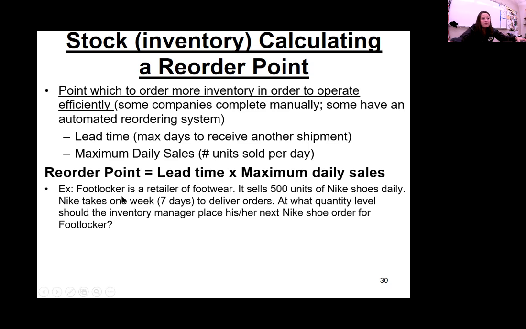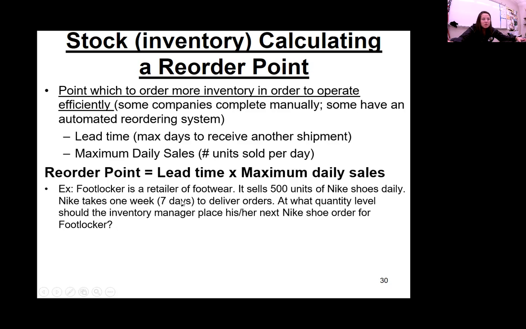So let's do an example. Foot Locker is a retailer of footwear. It sells 500 units of Nike shoes a day. That's your maximum daily sales. So 500 is going to be one of the numbers up here. Nike takes 1 week, which is 7 days, to deliver orders. So that's your lead time. At what quantity level should the inventory manager place his or her next Nike order?